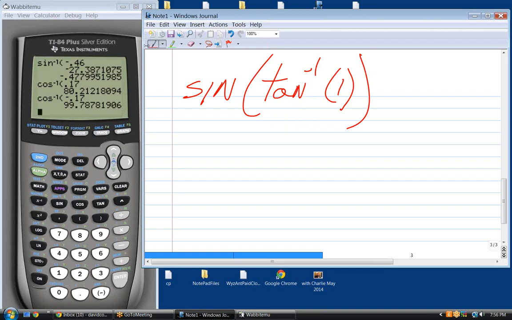Are you supposed to be able to use your calculators here or not? Probably not. Yeah, no calculator.